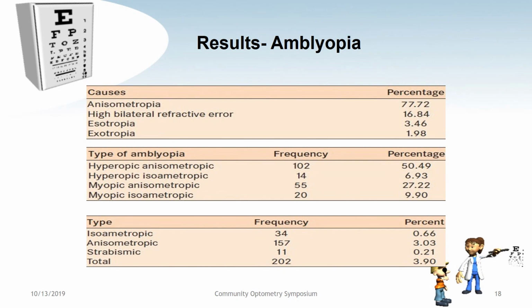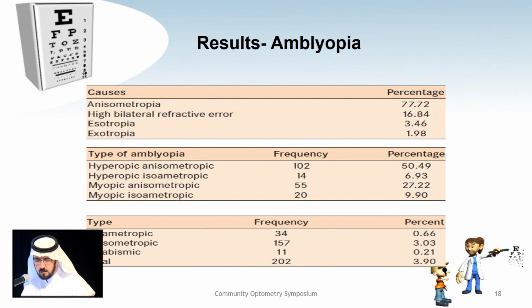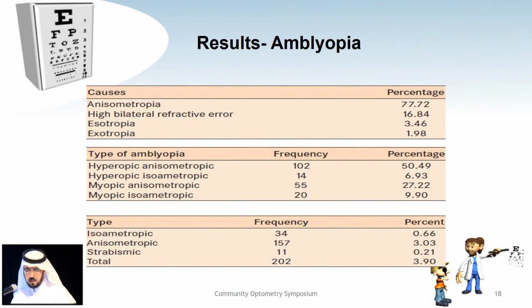Also, this table shows the different types of amblyopia and the causes of amblyopia. Anisometropia is the highest, and high bilateral refractive error. Esotropia and exotropia are the least. Among types of amblyopia, hyperopic astigmatism is the more frequent.